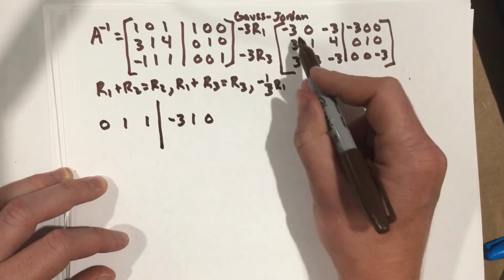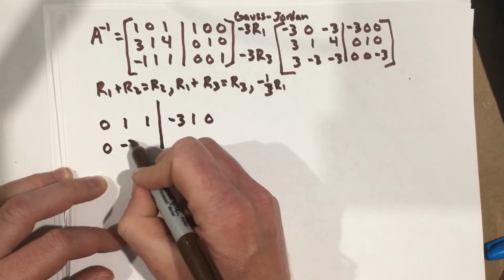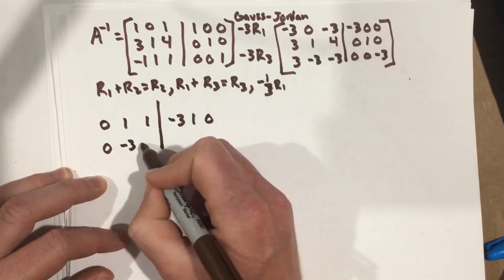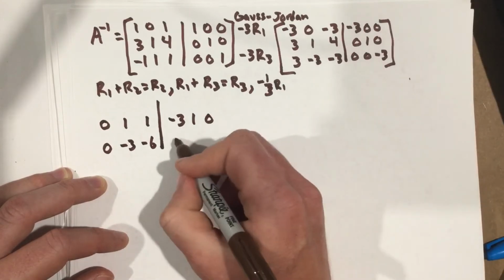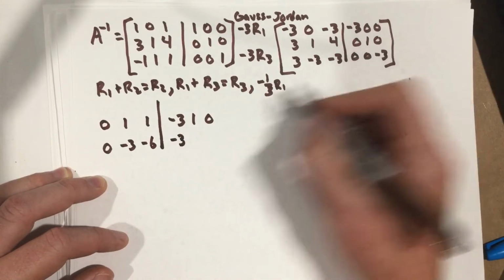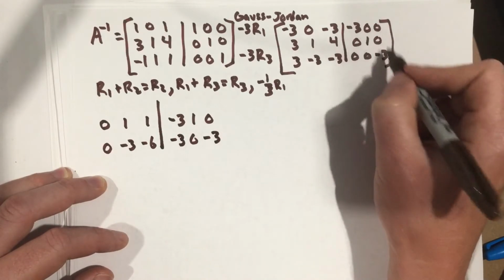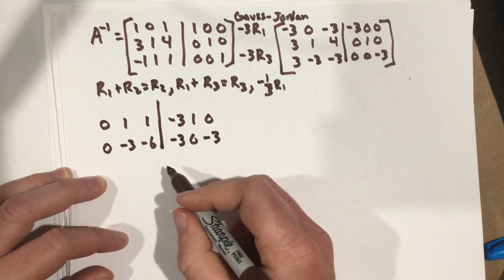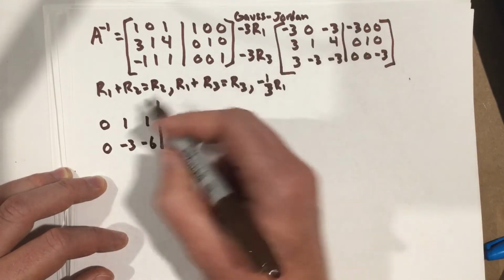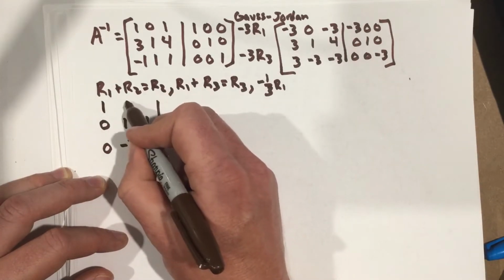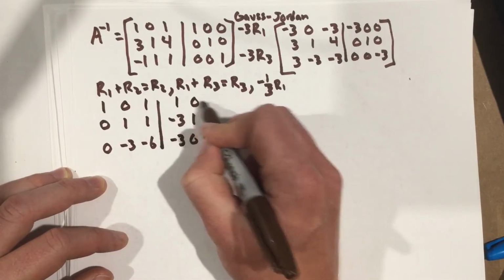And then I get 0 down here, -3, -6, and -3, 0, -3. On top then, I'm going to go through and multiply by -1/3 again. So that's going to be 1, 0, 1, 1, 0, 0.